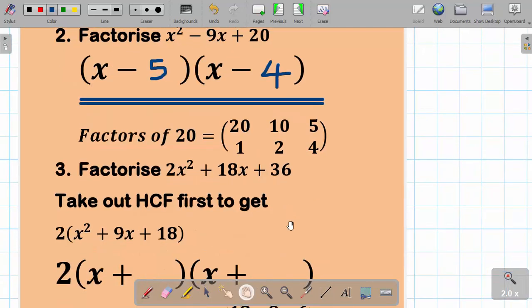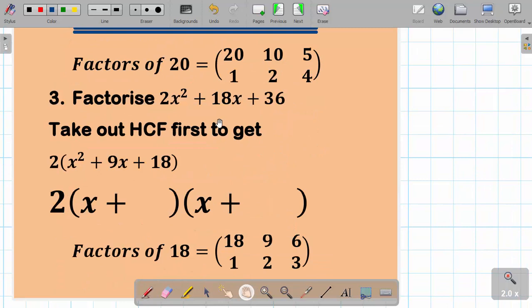Now, this time they say factorize 2x squared plus 18x plus 36. Now, if there's a coefficient on x squared, I have to first check if I am in a position to factorize it out first. So this is 2. Now 18 is the same as 9 times 2. What about 36? 18 times 2, which means 2 is common here and here and here. That's why I put the 2 outside brackets. So I'm left with x squared plus 9x plus 18.